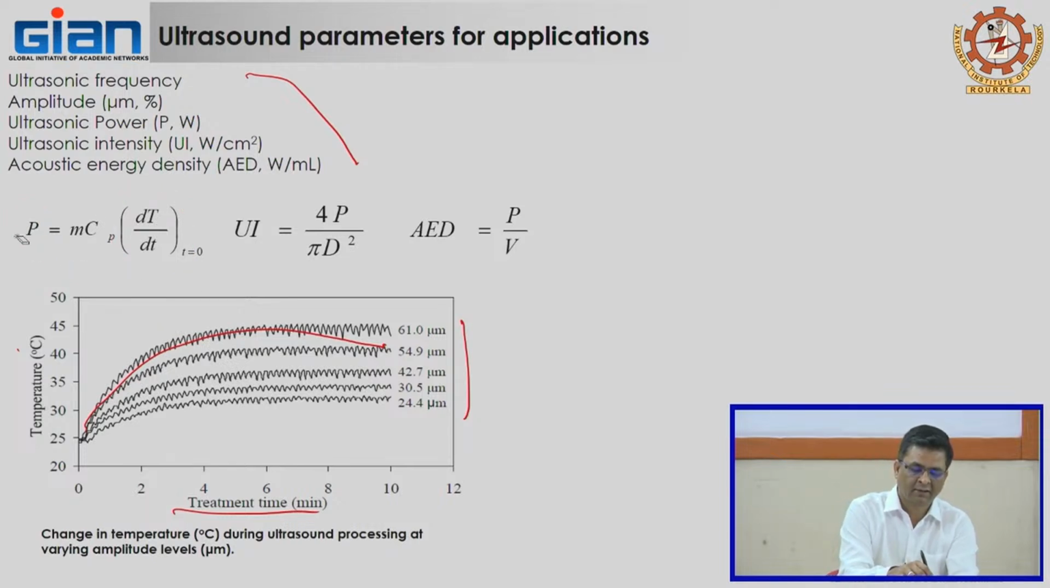Ultrasonic intensity is power upon the surface area of the radiating surface. That is pi r square. To make it more fancy, you do pi d square by 4, because diameter is easy to measure, whereas radius is difficult. Acoustic energy density is power upon volume.